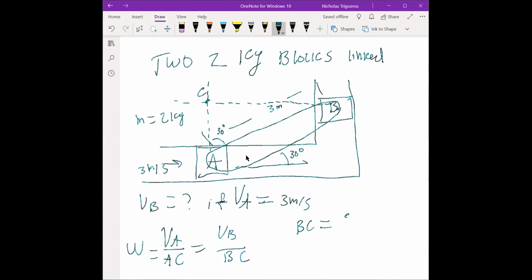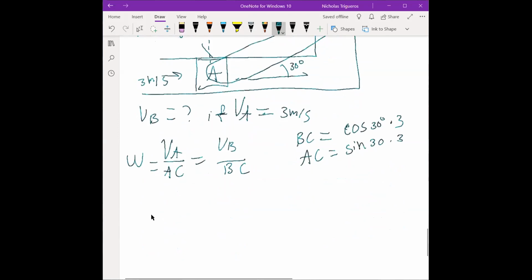Did I write the angle incorrectly? I think I did. That's not the 30. The 30 is over here. This is the 30. Does that make sense? Oh yeah, that actually makes a lot more sense. So then it'd be cosine of 30 times 3, adjacent over hypotenuse. So that's about 2.6, and then the sine is 1.5.